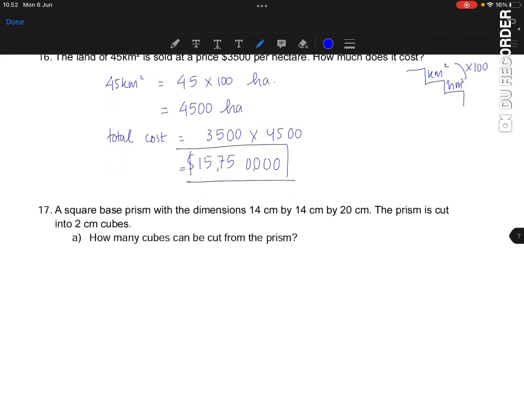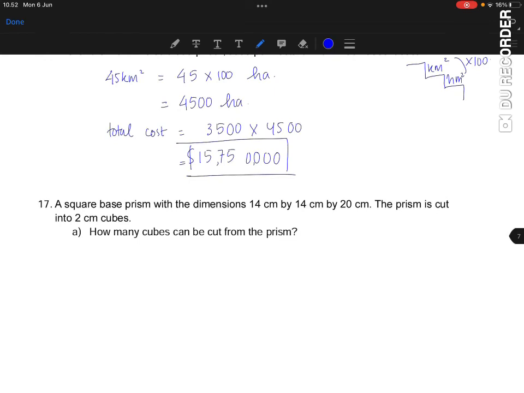A square base prism with the dimension is 14 by 14 by 20. The prism is cut into 2 centimeter cubes. Remember, if you have a cube, every side is 2 centimeter, okay? How many cubes can be cut from the prism? Alright, so we need to find the volume of the big prism. It's 14 multiply 14 multiply 20.